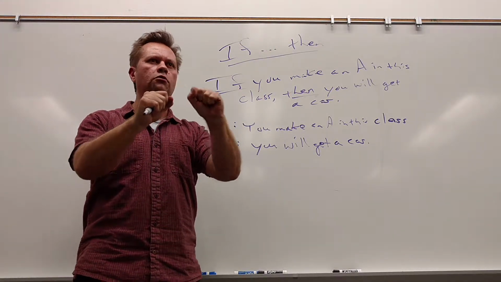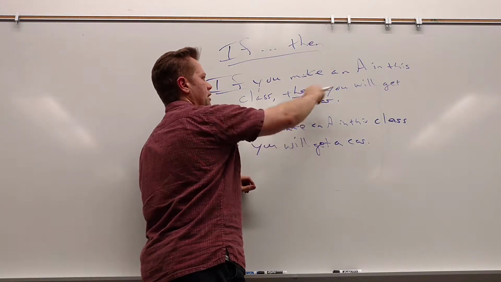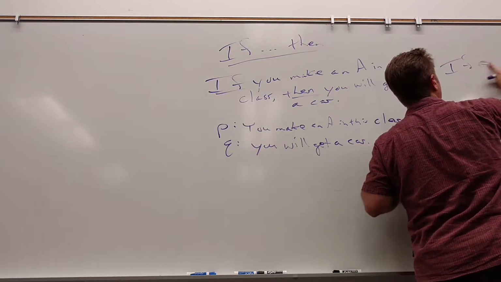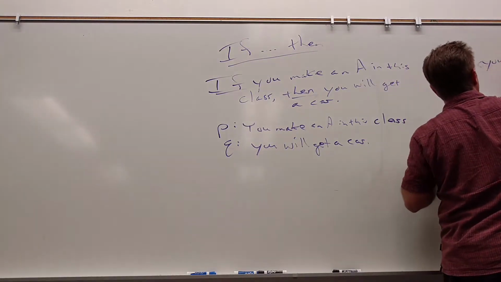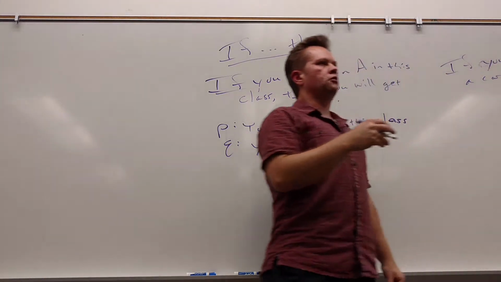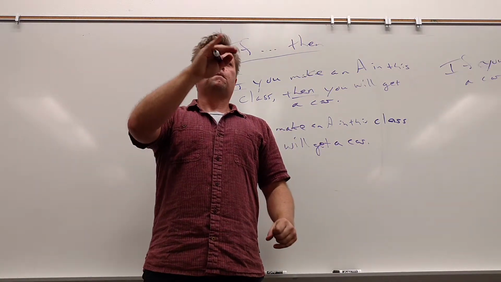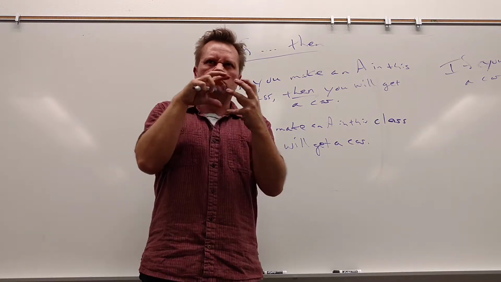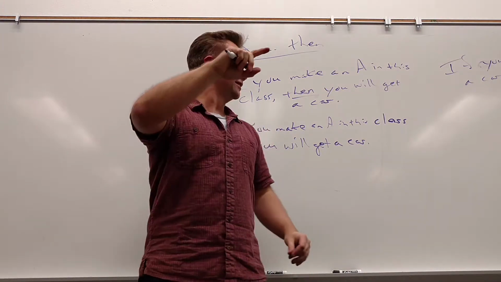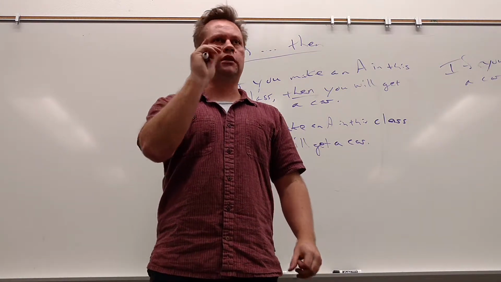See that? People don't get that. They get all confused. So if you make an A in this class, then you will get a car. If you don't get a car, what's the only thing I can say? You didn't get an A. Yeah, if you don't get a car, you cry, or maybe you won't. Maybe you'll bottle up inside and your emotions will explode later. All right, push it deep down inside. So if you don't get a car, what can I definitely say? You did not get an A.